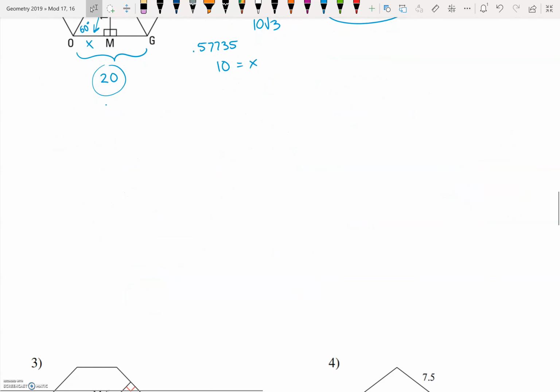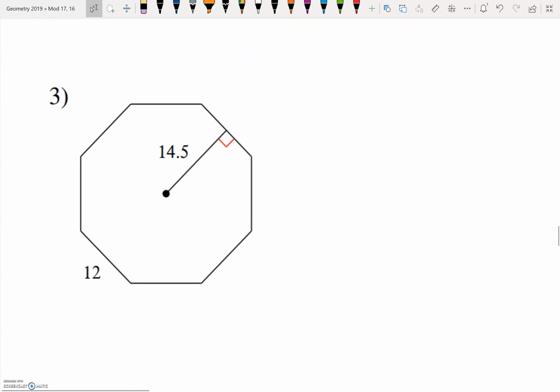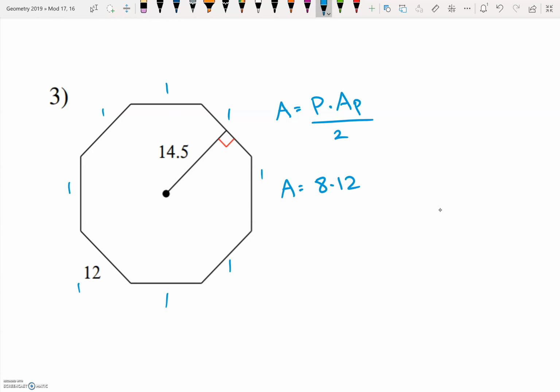All right, let's do another example. In your homework, sometimes they're going to give you the side lengths and sometimes they're not. I'm going to show how easy this is if they do give you the side lengths, because all you need to do is the area is equal to the perimeter times apothem divided by 2. Our perimeter is just going to be how many sides there are times 12. There's 1, 2, 3, 4, 5, 6, 7, 8. There's 8 sides. So 8 times 12, that's going to be our perimeter. Our apothem is 14.5. And then we just divide this by 2. So 8 times 12 times 14.5 divided by 2. We get 696 units squared.